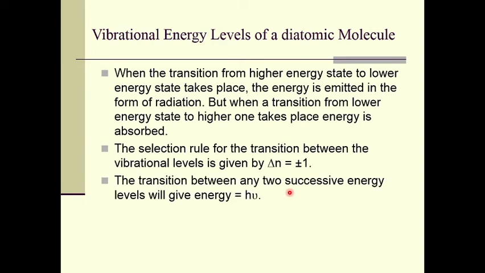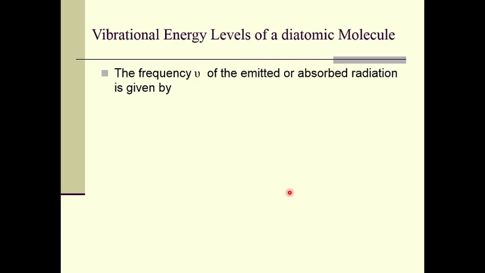And therefore the transition between any two successive energy levels will give energy equal to h nu, that we have seen in the diagram. We will again see here, right? The frequency nu of the emitted or absorbed radiation is given by h nu is equal to En1 minus En2, right? So h nu is the energy, which is equal to the difference between two energy levels, and therefore we get frequency nu is equal to En1 minus En2 upon h, right? And that frequency will be in hertz.